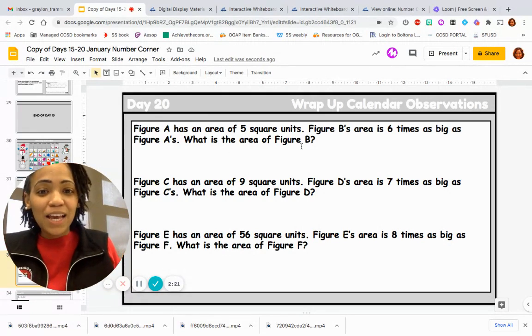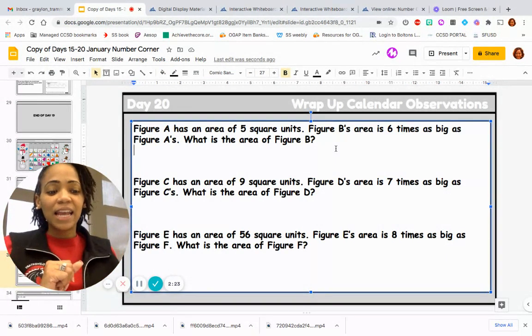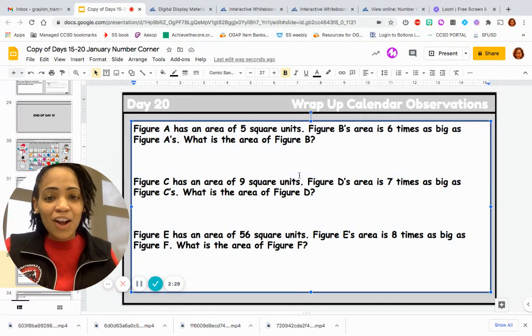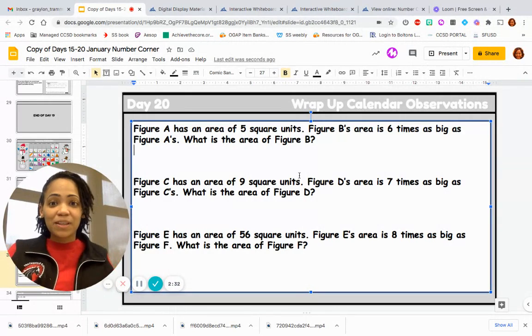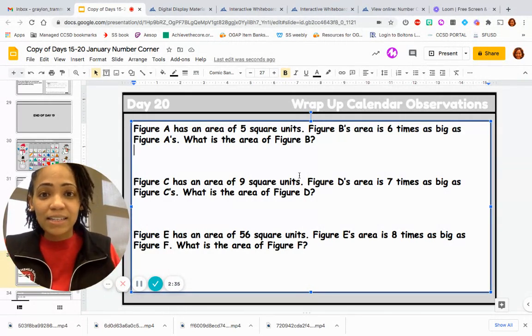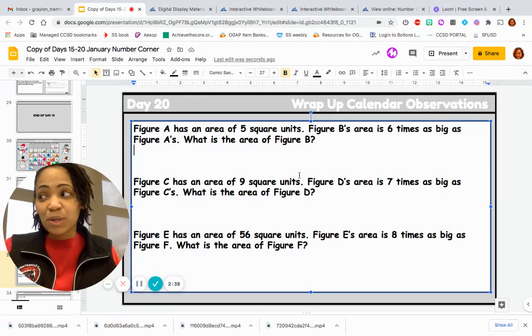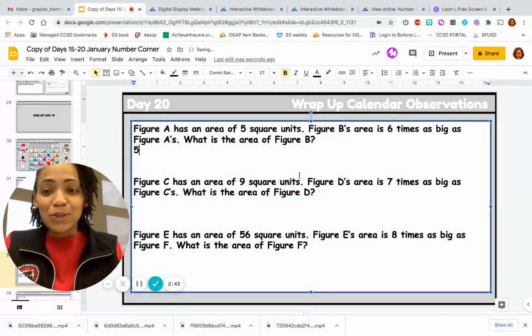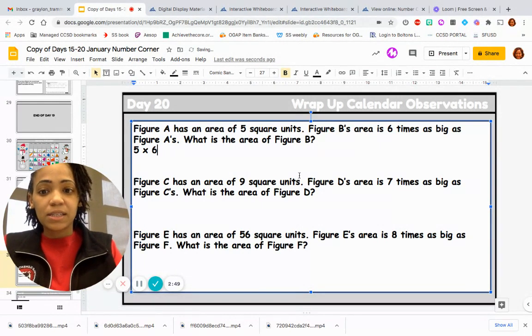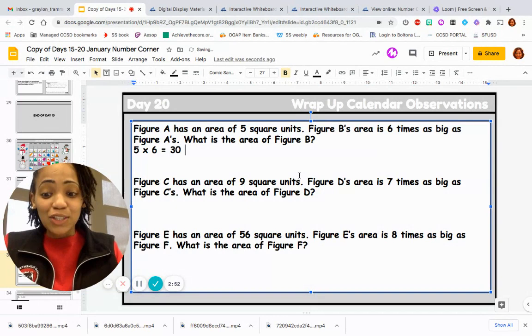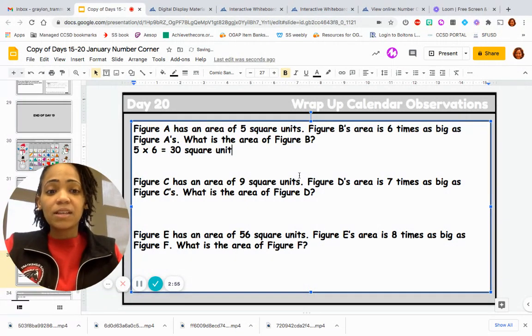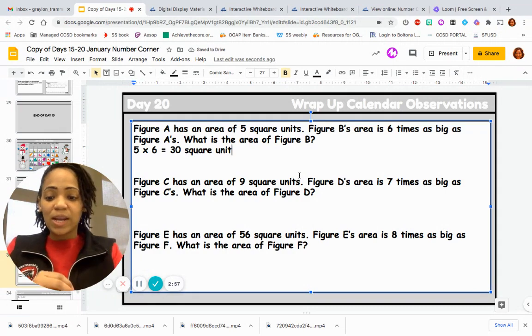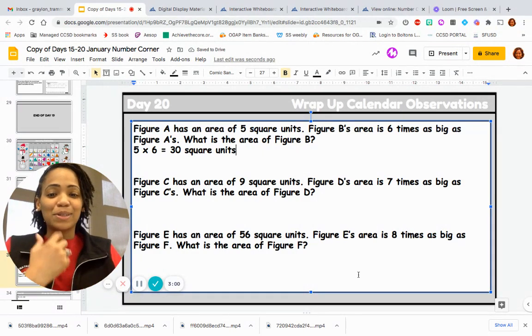Okay? All right. First one says figure A has an area of 5 square units. Figure B has an area that's 6 times as large as figure A. What's the area? Well, how would we figure it out? What would we write? One's 5 square units, the other one's 6 times as big. Kind of gives you a hint in the wording of the problem, right? So it should be 5 times 6. And what is 5 times 6? Right. So our figure B is 30 square units. Right? Let's do another one.